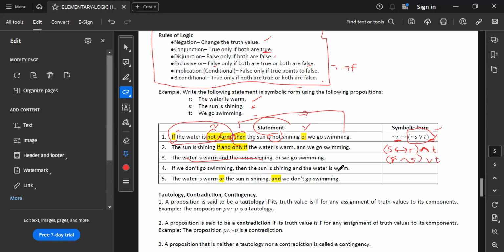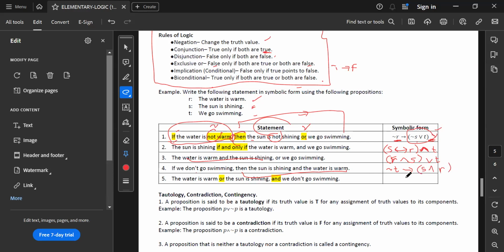So next, if we don't go swimming, so ginigit na to si kinsa man, C, we go swimming, not T. So then, meaning, single proposition naman na siya, so dili na to siya butangan ng parenthesis. So dili na to ibutang sa next nga. If then, the sun is shining, S, and the water is warm.